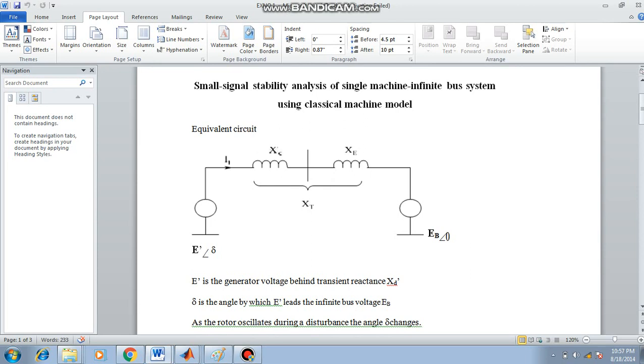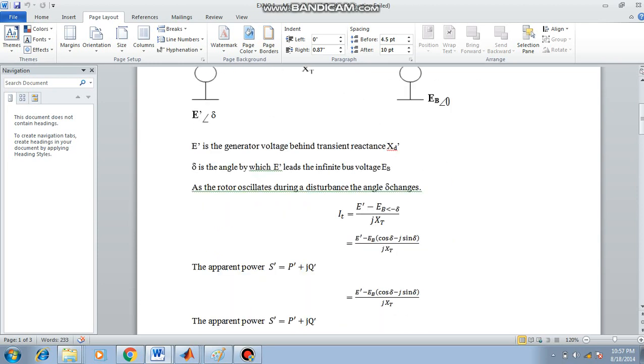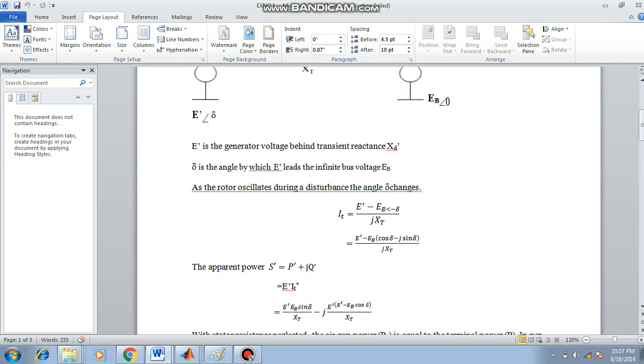So E dash is the generator voltage behind the transient reactance XT dash, and del is the angle by which E dash leads the infinite bus voltage EB, and as the rotor oscillates during a disturbance, the angle del will be changing. These are the known facts.